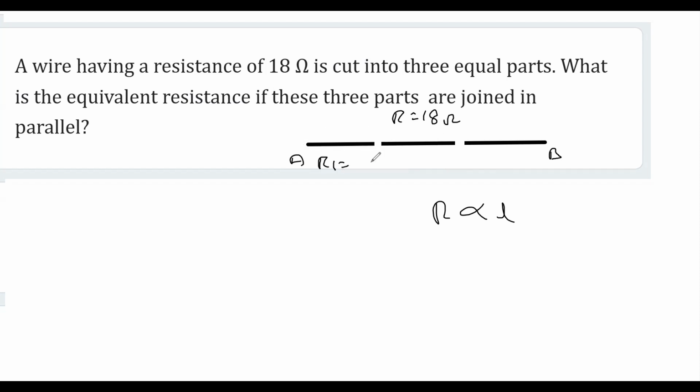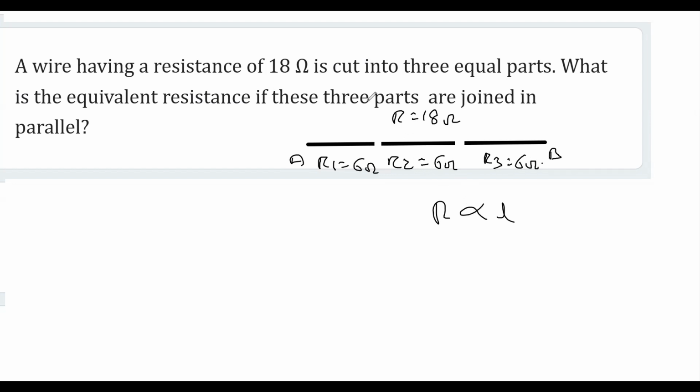If I take this portion as R1, it will be 1/3 of 18, which is 6 ohm. Similarly, R2 is again 1/3 of 18, so 6 ohm. R3, the third piece, will also be 6 ohm.